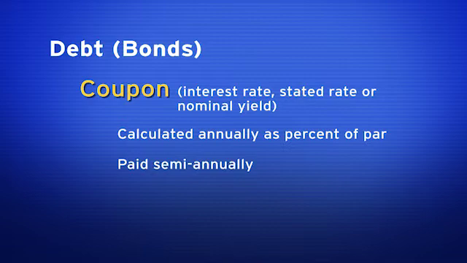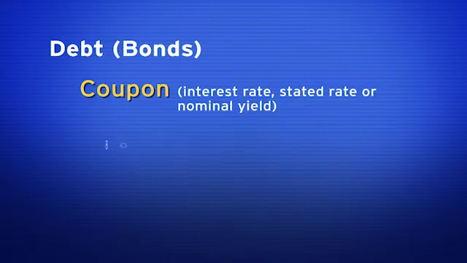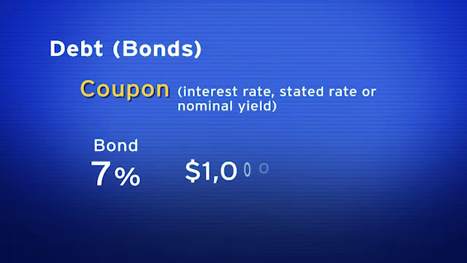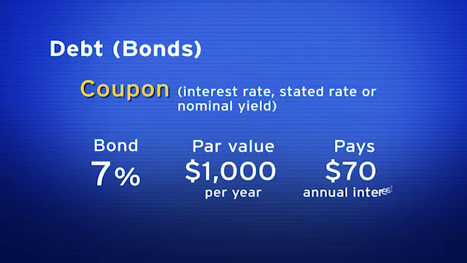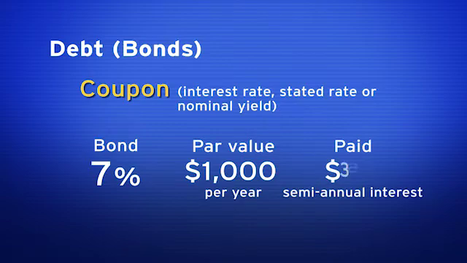So let's say we have a bond, a 7% bond. This bond pays 7% of $1,000 par value, $1,000 yearly. So 7% of 1,000, this bond would pay $70 in annual interest. Now that interest is paid semi-annually. I divide that by 2, and the investor would receive $35 in bond interest every 6 months.